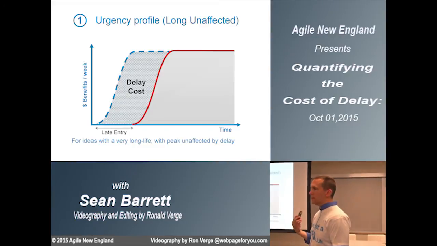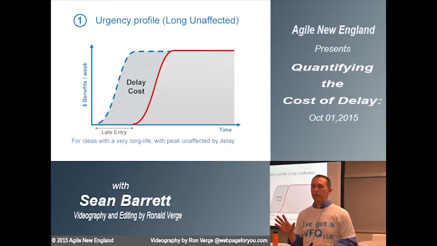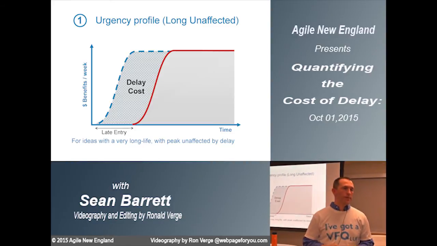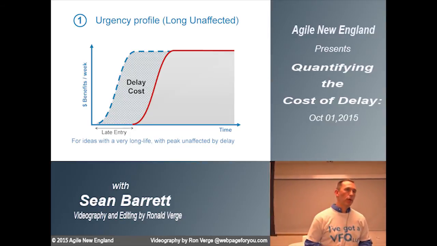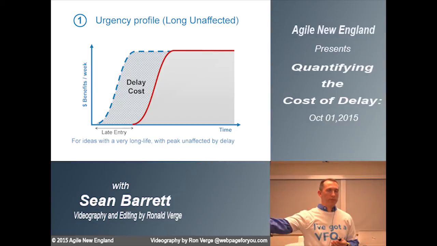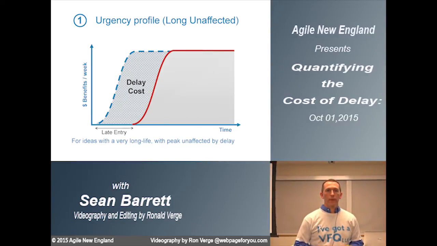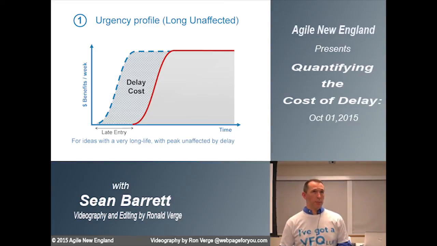So these urgency profiles cover the characteristic of value over time. This first one here is the most common. It's called the long unaffected, which means a long time horizon on the value of the idea, and it's unaffected by the delay. So whether you wait 6 months or 6 years, the value is still there and it still projects out into the future if you were to pursue it. So that's this type of profile.